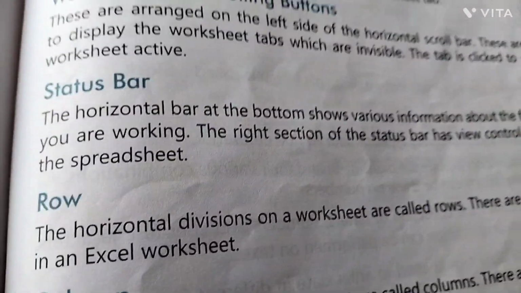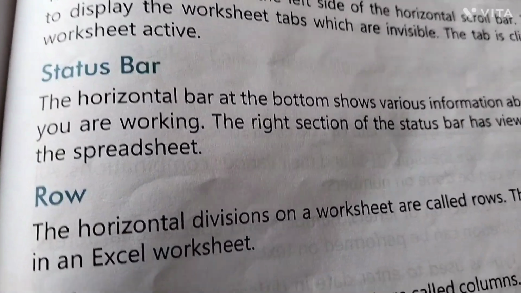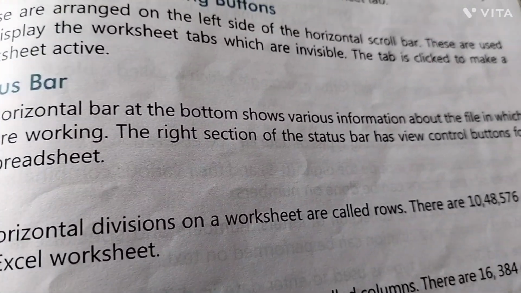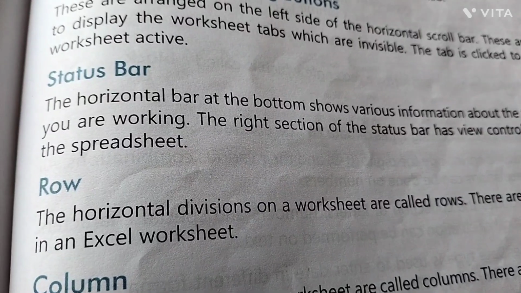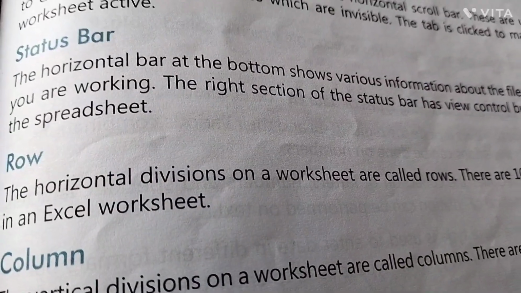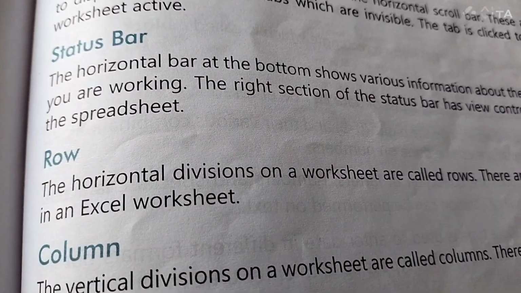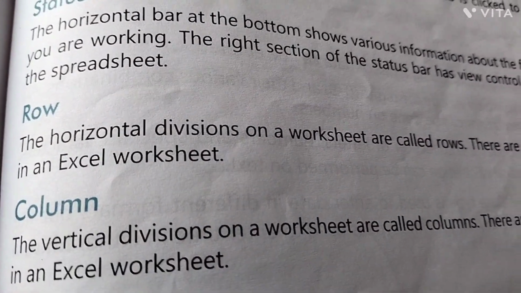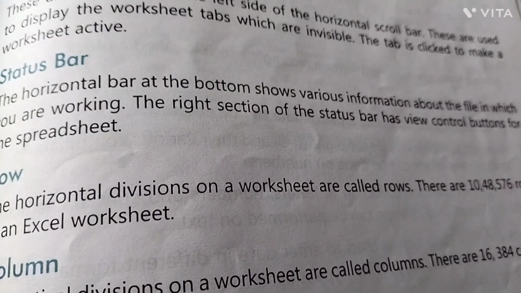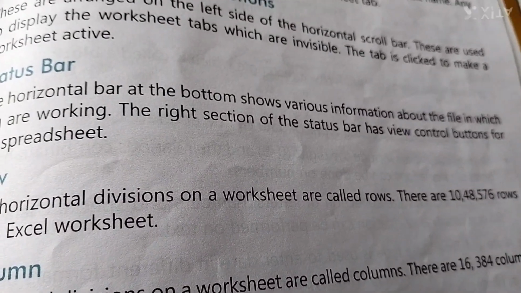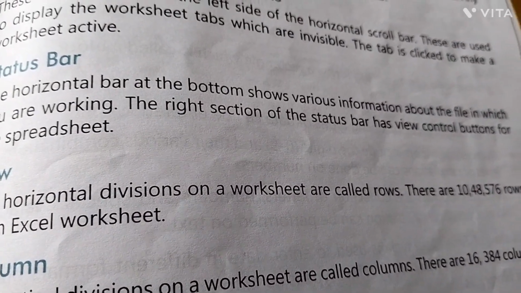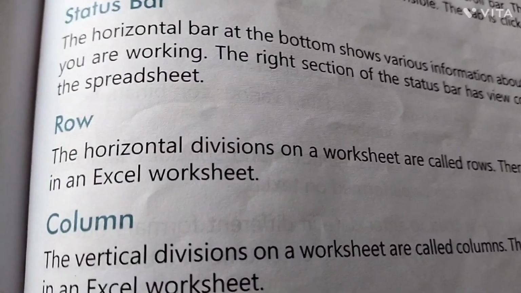Status bar: the horizontal bar at the bottom shows various information about the file in which you are working. The right section of the status bar has the view control buttons for the spreadsheet. Row: the horizontal divisions on a worksheet are called rows. There are 1,048,576 rows in an Excel worksheet.